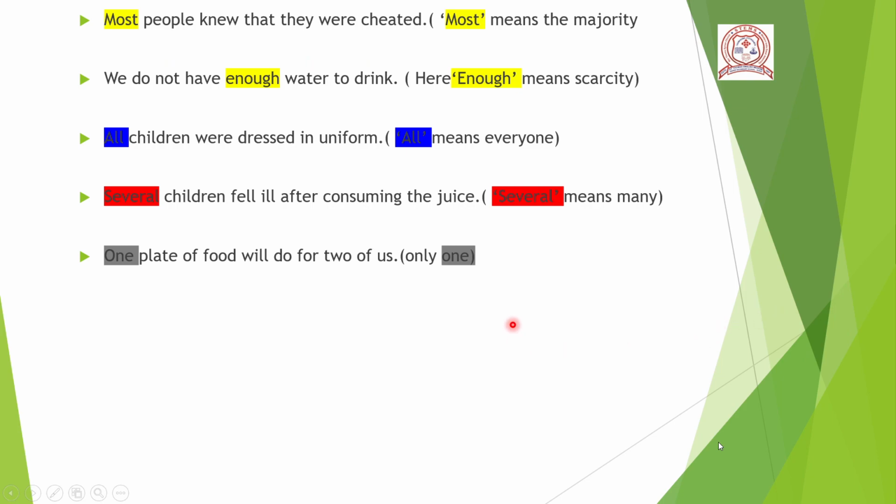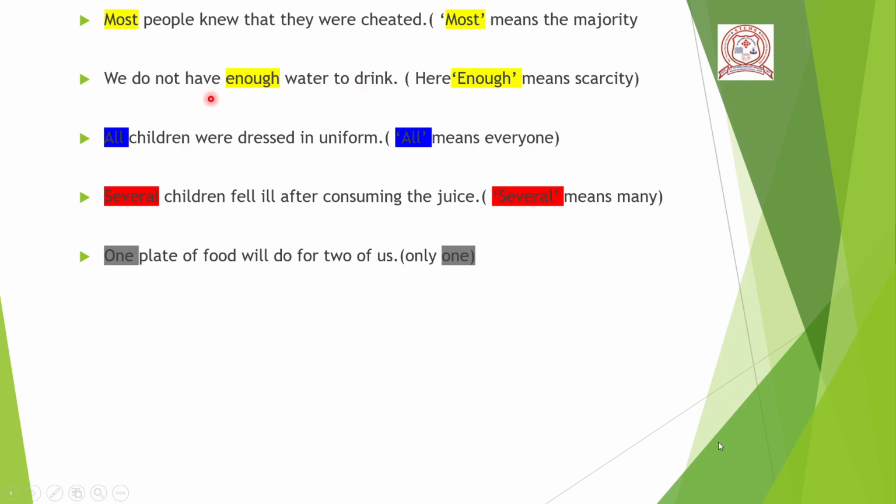Coming to the next. Most people knew that they were cheated. Most here means the majority. Out of 100 people, 95% knew that they were cheated by a certain company. So most means the majority.